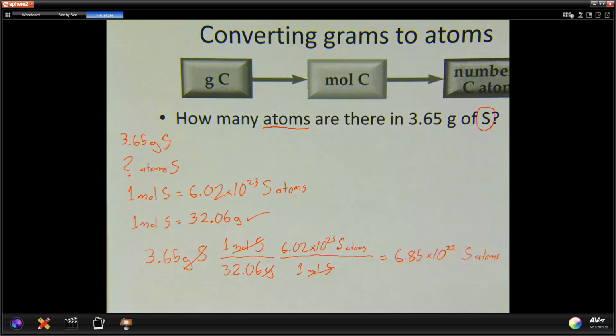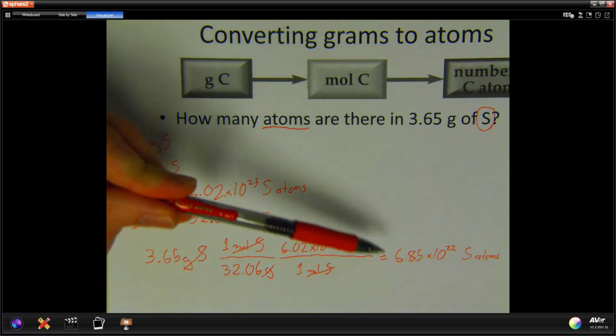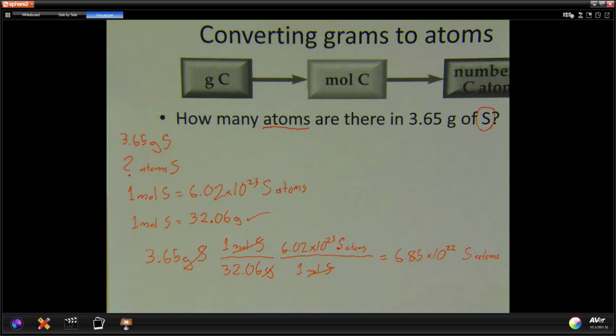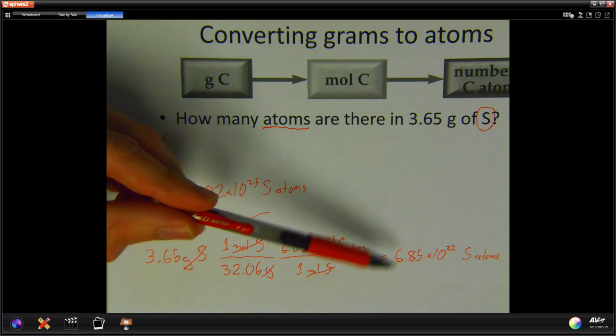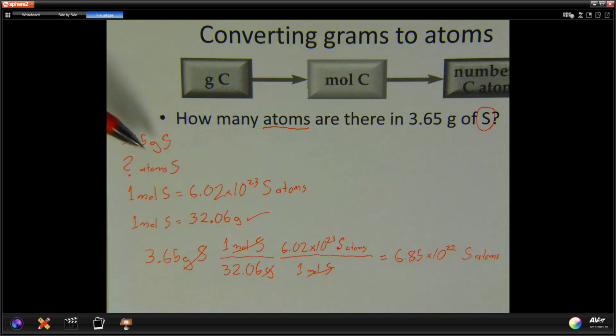Does this number make sense? We have a mass that we could weigh on a balance in the lab, and we have a number close to Avogadro's number. That seems about right. It's a bit less than Avogadro's number. We have less than a mole. So we're probably in the right ballpark here. So we can be comfortable with that being the correct answer.